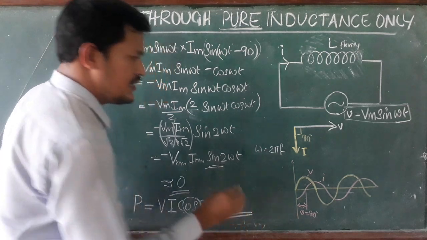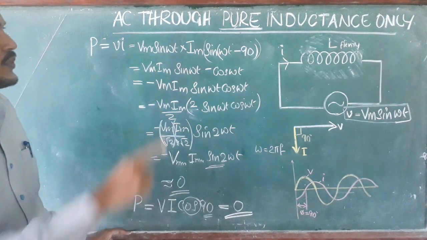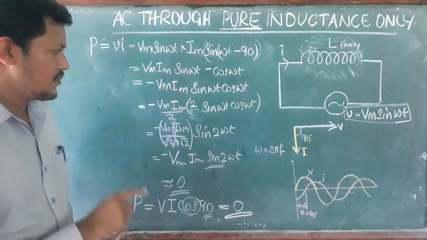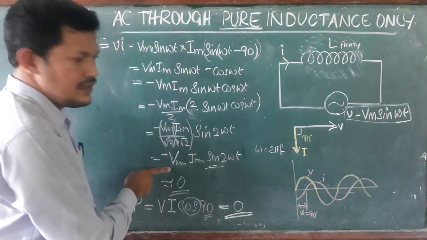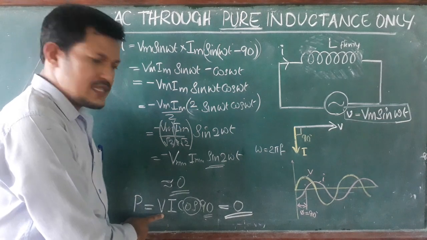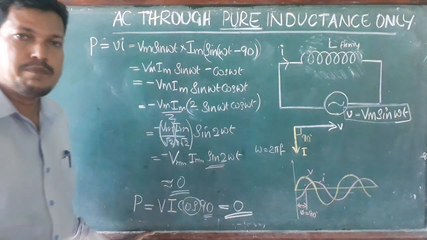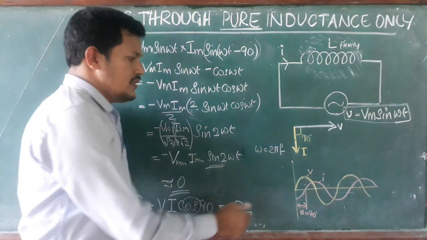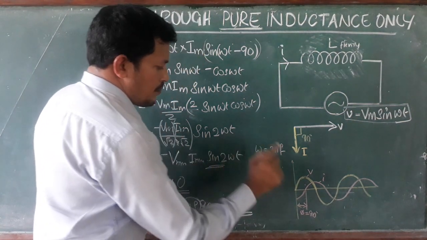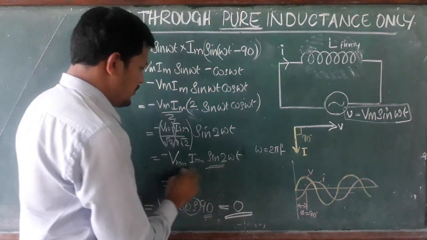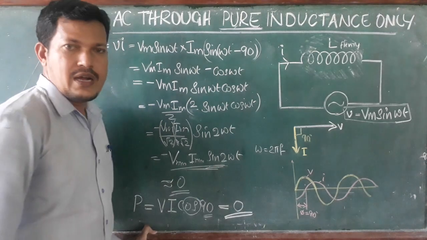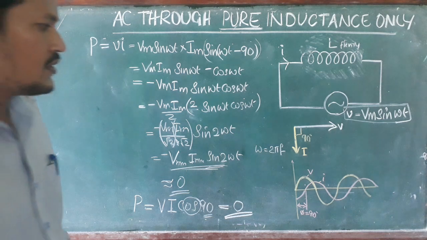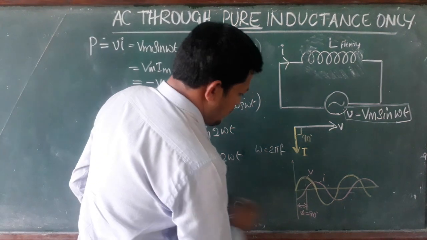So power in the pure inductance, or power in the pure coil, is 0. From the mathematical analysis and from the phasor diagram, it is proven that power in the pure inductor is 0. So based on this answer, we are going to draw the power waveform. Now I am going to draw the power waveform.